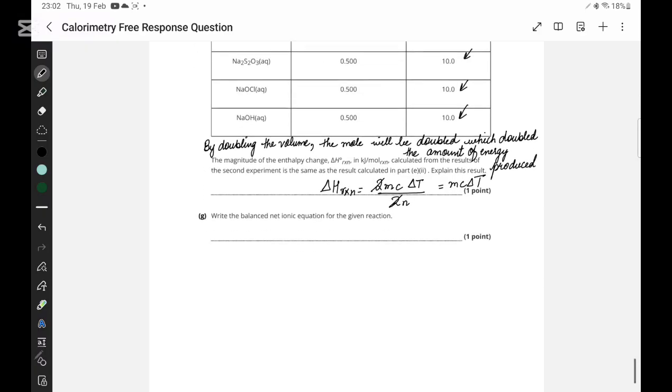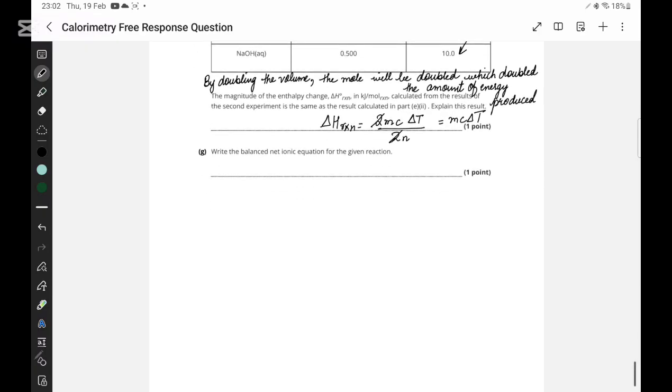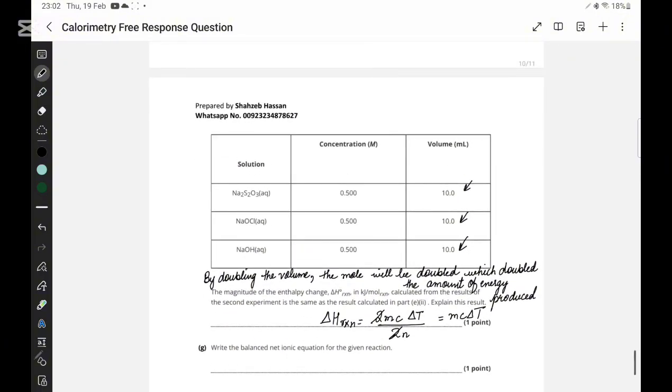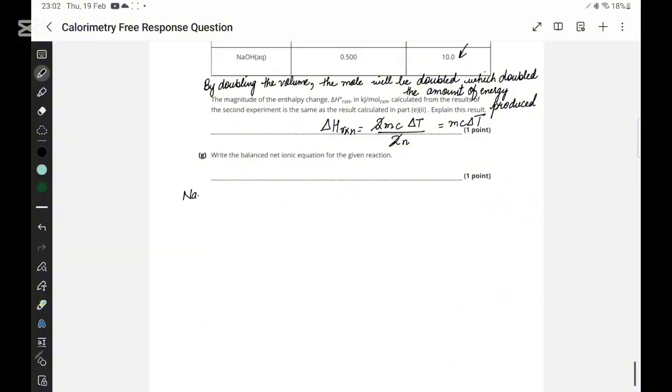Now they are saying write the balanced net ionic equation for this reaction. So first write the reaction, and that is going to be Na2S2O3 plus 4NaOCl plus 2NaOH, and what they will produce is 2Na2SO4 plus 4NaCl plus H2O.